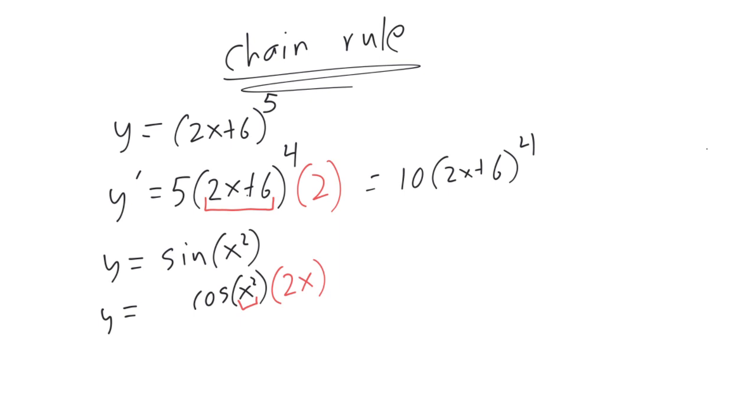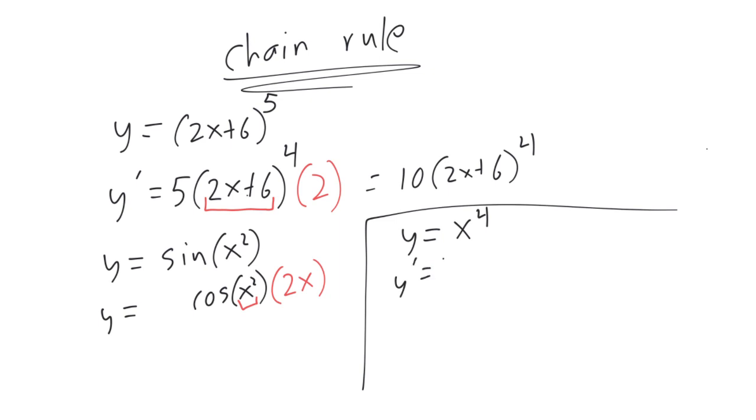Now, you're probably thinking, wait a second, that's not right. Sometimes we don't have to use the chain rule, right? Well, let's take a look at that. Let's say I have y equals x to the fourth, and I want to take its derivative. Well, the derivative is just 4x cubed. I didn't take the chain rule, right?